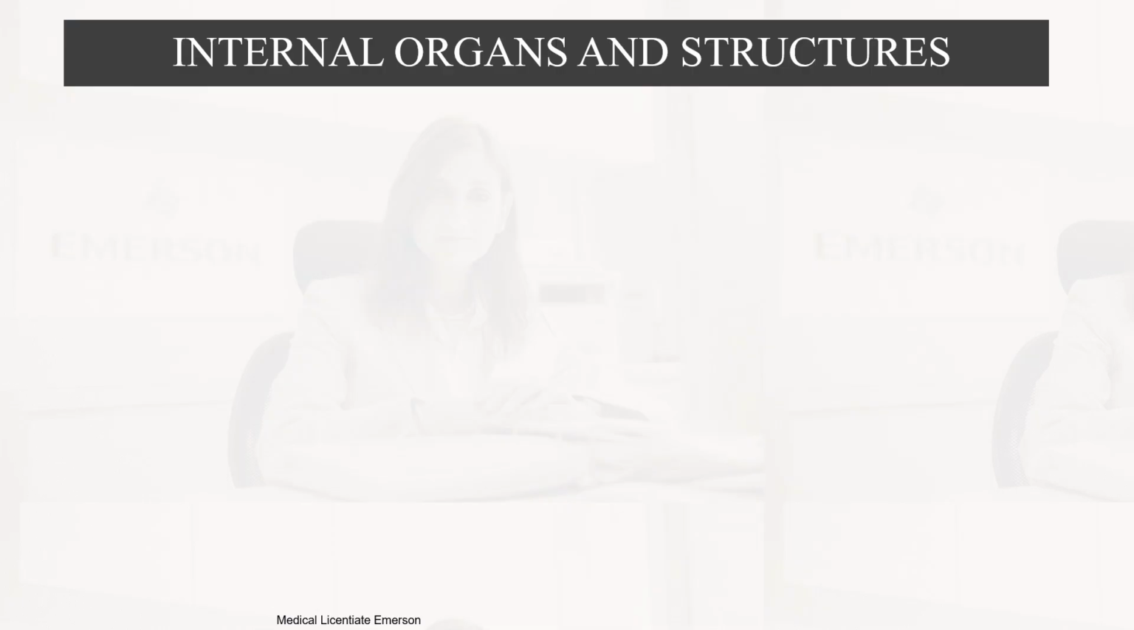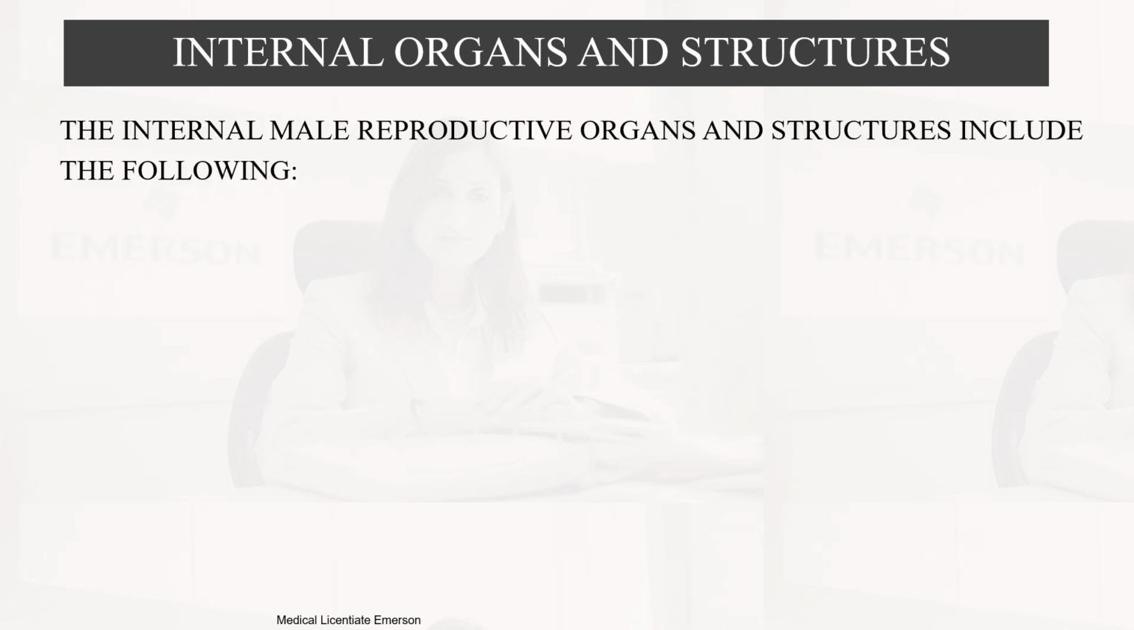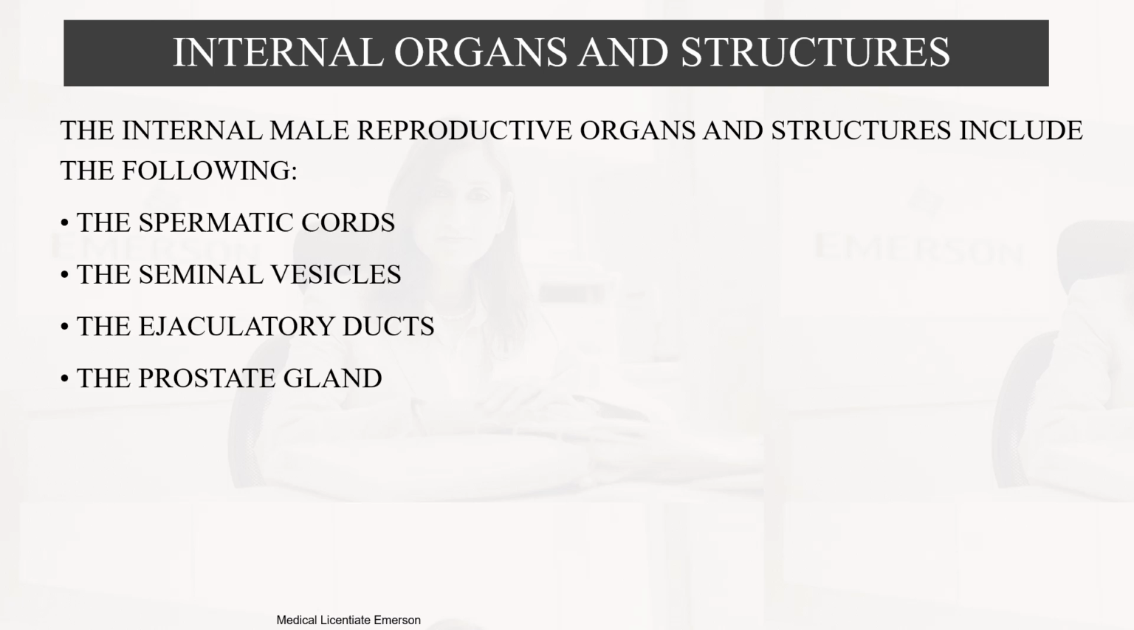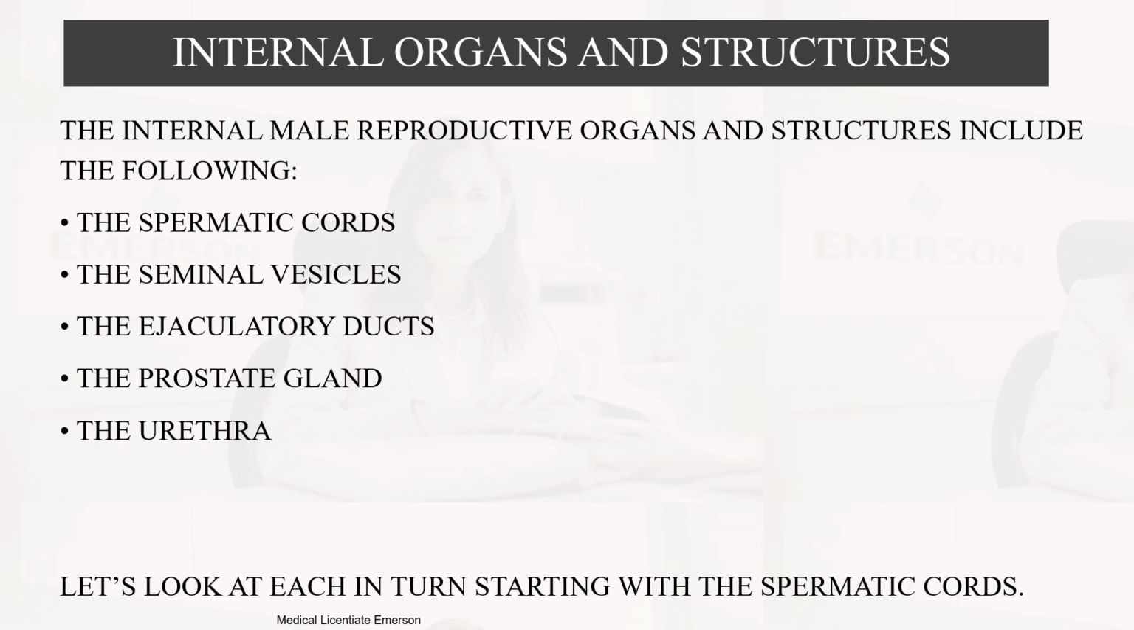So we are done with the external organs. Let's now look at the internal organs. The internal male reproductive organs and structures include the spermatic cord, the seminal vesicles, the ejaculatory ducts, the prostate gland, and the urethra. Now let's look at each in turn, starting with the spermatic cord.